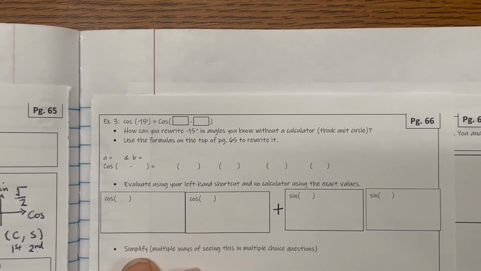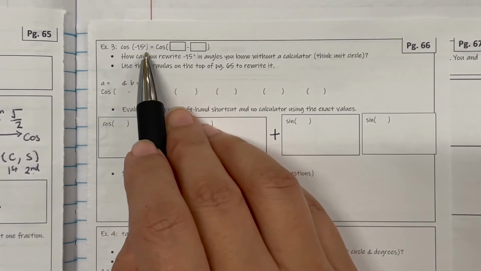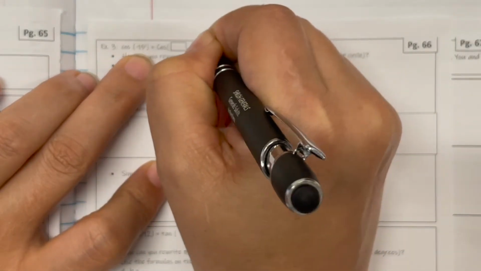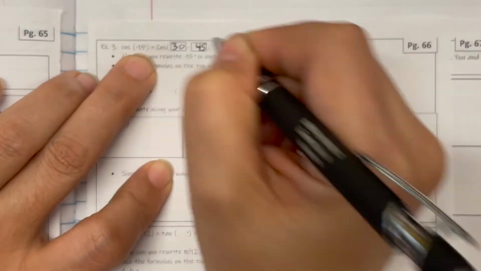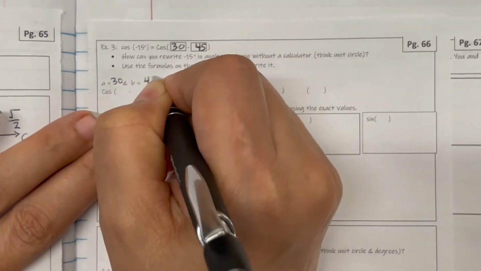All right, so let's go ahead and do another example, and I'm just going to start you off on this one. I'm not actually going to do it. So I've got negative 15. Again, anytime I see a 5, I always do 45, but because I want it to be negative, I'm going to do 30 minus 45. That's going to give me negative 15. All right, so A is 30, B is 45.